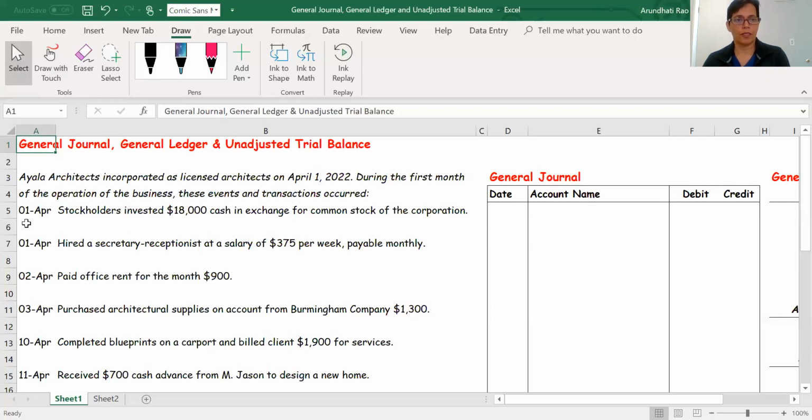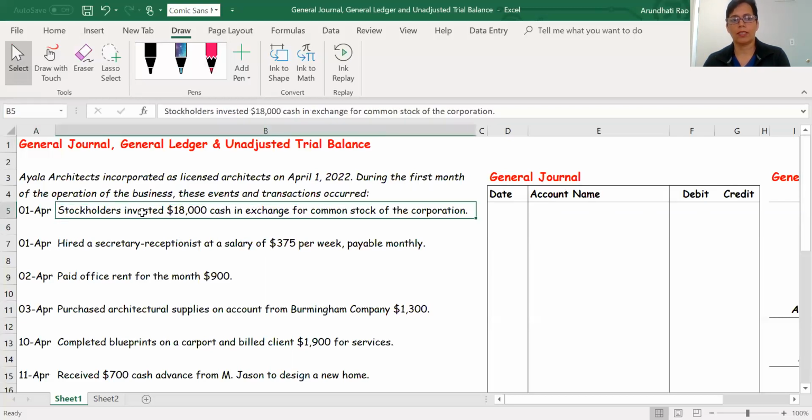So on April 1st, the stockholders invested $18,000 cash in exchange for common stock of the corporation. All this is telling us is someone gave the business $18,000 and they said, we are now owners of your business. So the business received $18,000. Their cash balance went up by $18,000. And they gave stocks, that is ownership, to the people who made the investment.